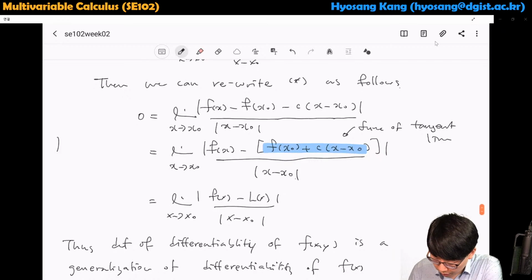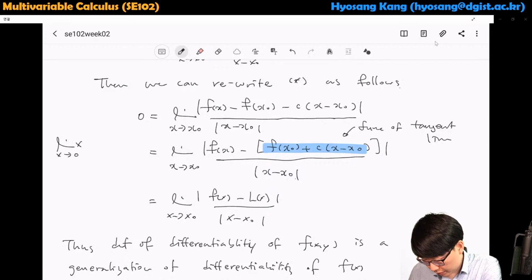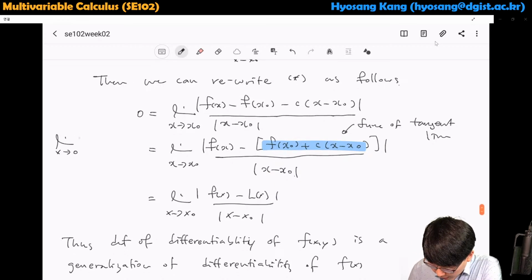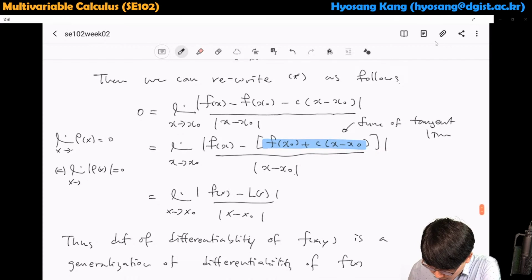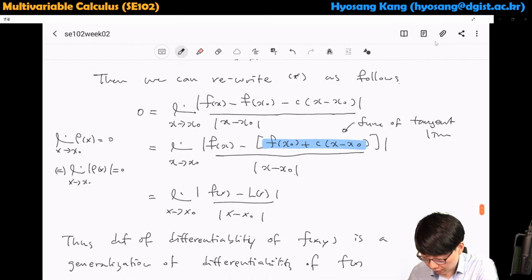So in other words, when some function, let's say rho of x, goes to 0, it's the same thing as saying that the absolute value of rho goes to 0. Okay.